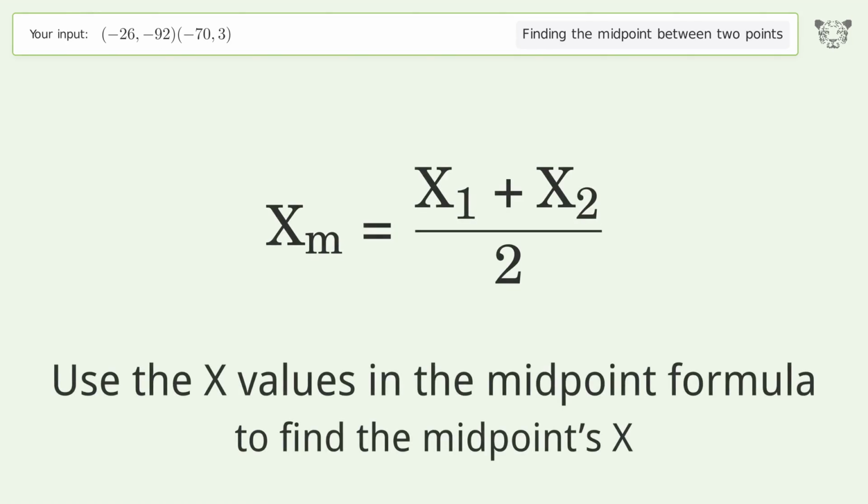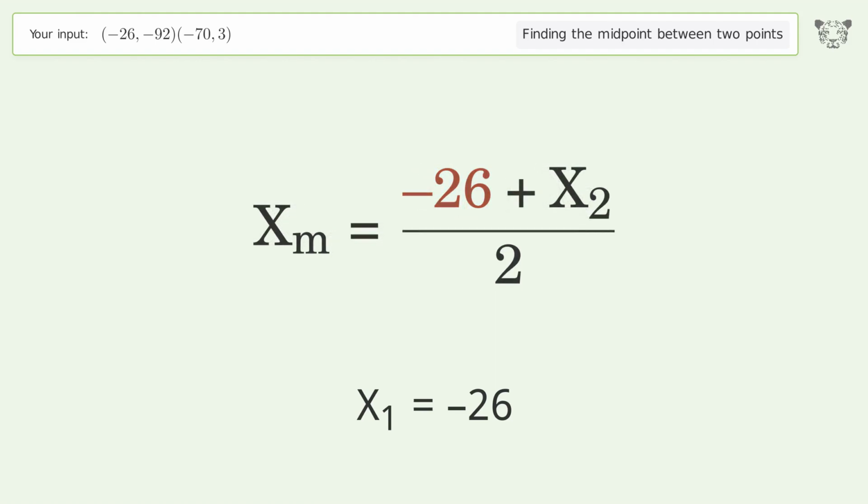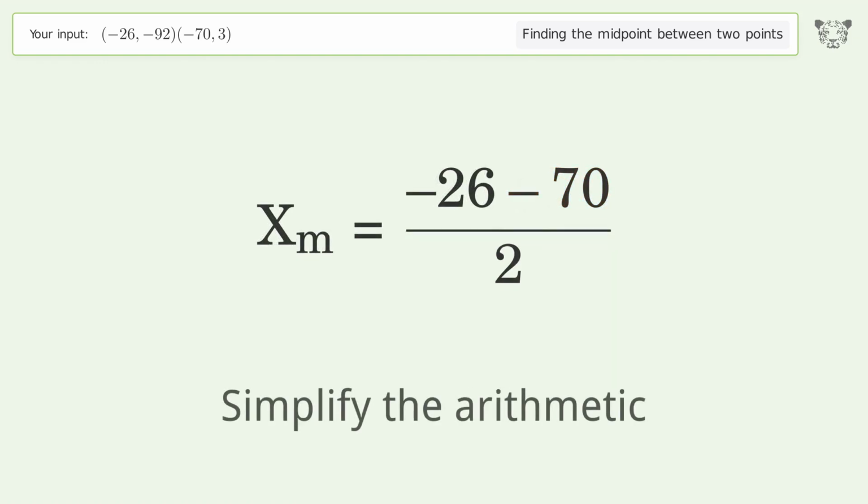Use the x values in the midpoint formula to find the midpoint's x. x1 equals -26. x2 equals -70. Simplify the arithmetic.